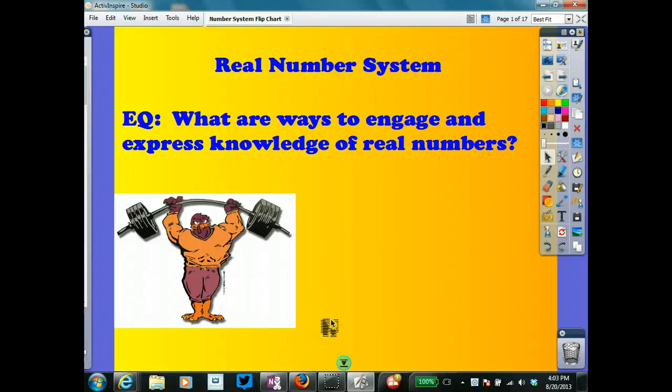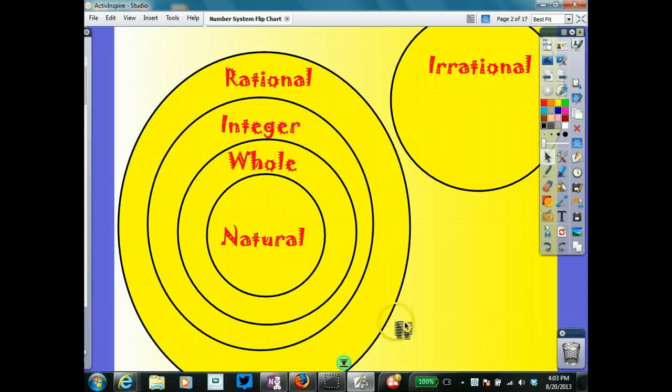Alright, we're dealing with the real number system. The essential question is: what are ways to engage and express knowledge of real numbers? What we want to talk about here is all the different subsets of the number system. As we can see here, we have the natural numbers, the whole numbers, integers, rational numbers, and then out here you have the irrational numbers.